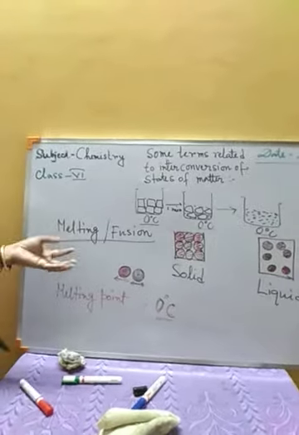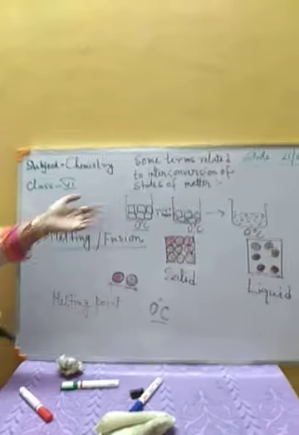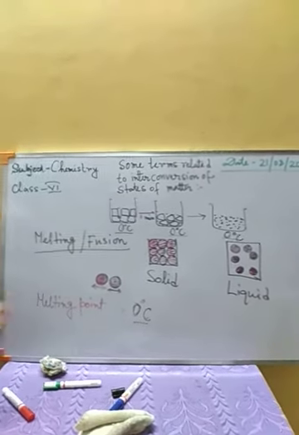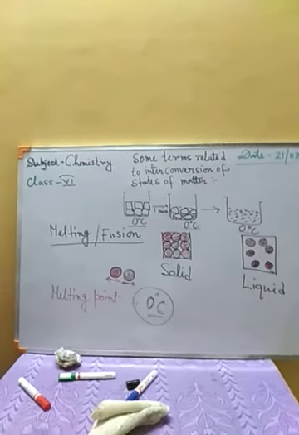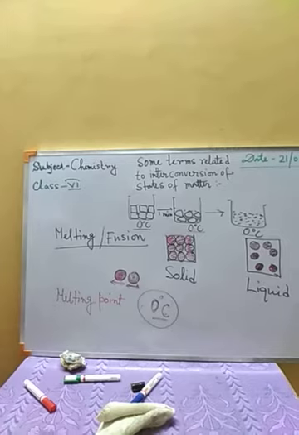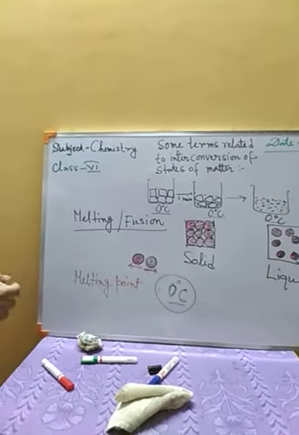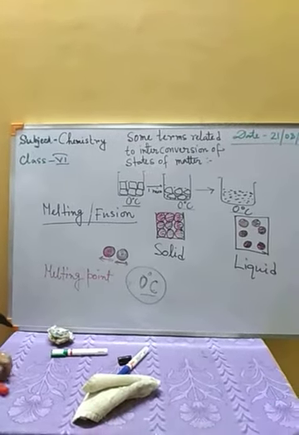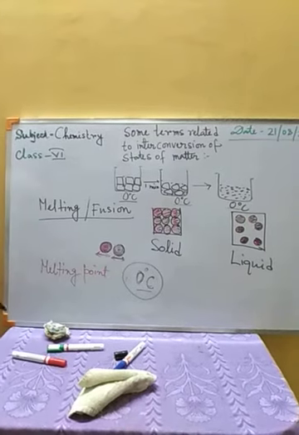From the melting point we can determine whether the substance which we are taking is pure or not. If the ice is not pure, if some other substance is mixed with the ice, then we will not get the melting point at 0 degree centigrade. So from this we can test the purity of the substance as well. For a pure substance, the melting point will be fixed for each and every substance.